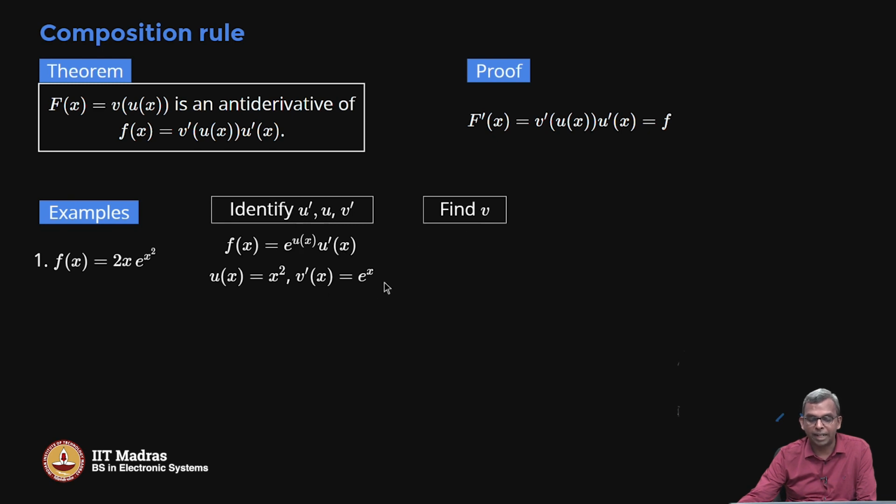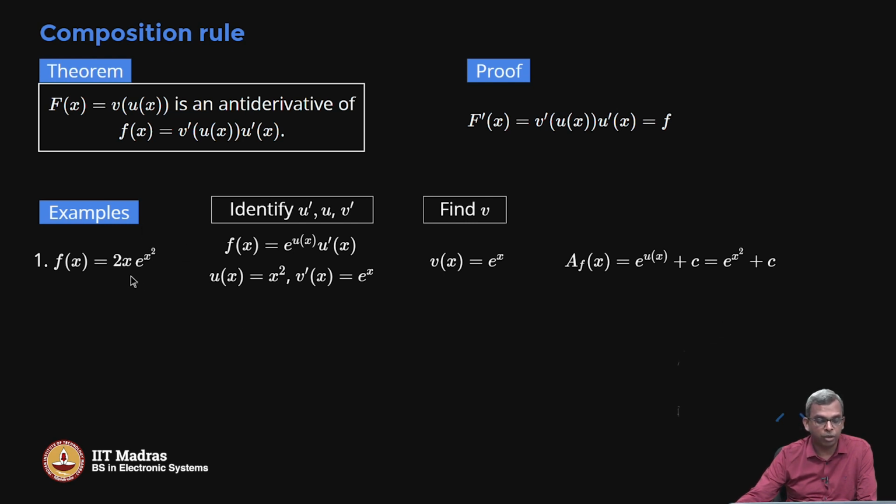And then you find an antiderivative for this. So this product should be such that you can find the antiderivative for v prime easily. Okay, e power x, I know what v of x is. So the antiderivative here is very easy. So v prime of x is e power x, v of x is e power x. And then once you do this, the antiderivative for f is just v of u of x plus c, so you get e power x squared plus c.